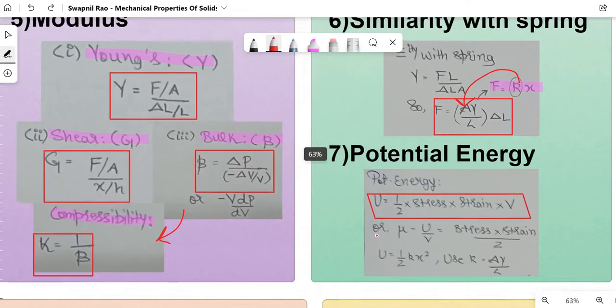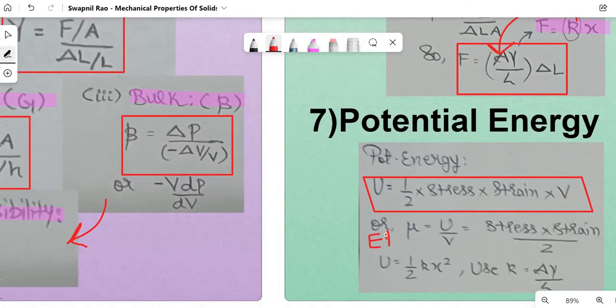And I'll just write it over here. Energy density, ED, I'll write it over here. ED is basically given by mu, which is equal to potential energy per unit volume, which is stress into strain by 2. As you can see, if you rearrange this, you'll be getting this.